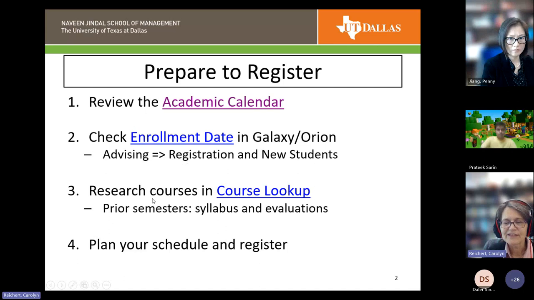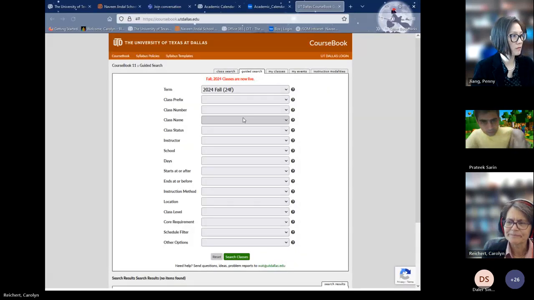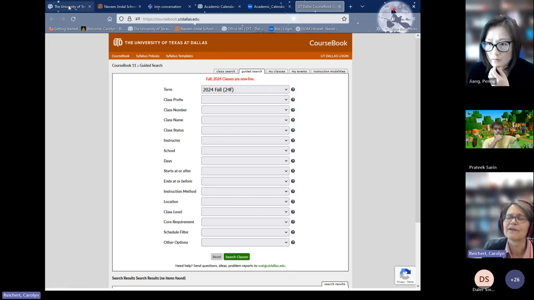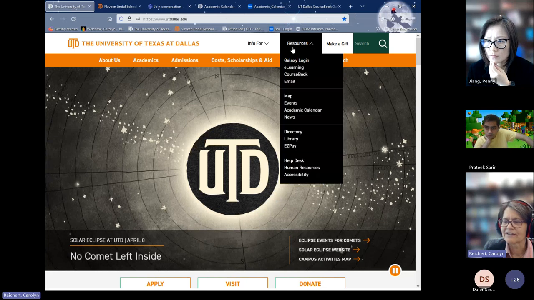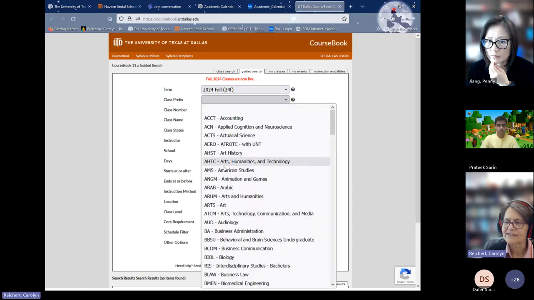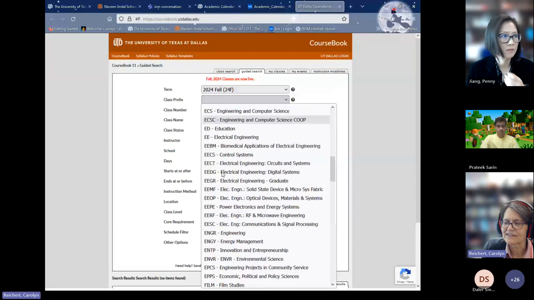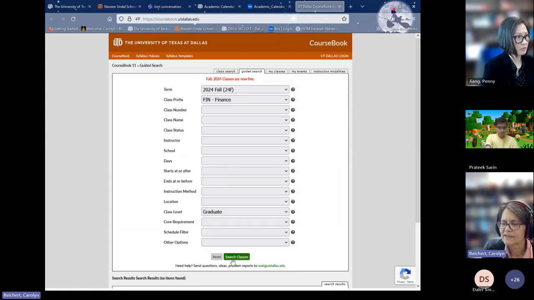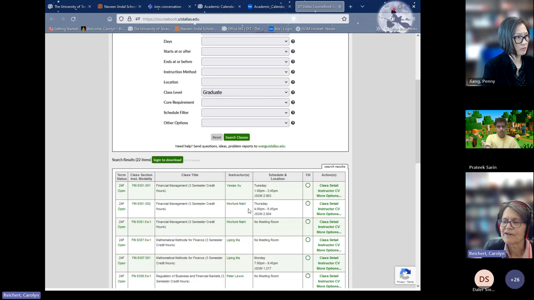And then the third thing is you can research your courses in course lookup. So I'm going to go to course lookup here for a moment. This is what it looks like. And you can get there from actually any of the main pages. Even here, I can go off the main UTD page and go to course book and it'll help me pull that up. I can look, for example, for finance classes, and I'm going to restrict this to graduate for fall. And I can see a little bit about the schedule.